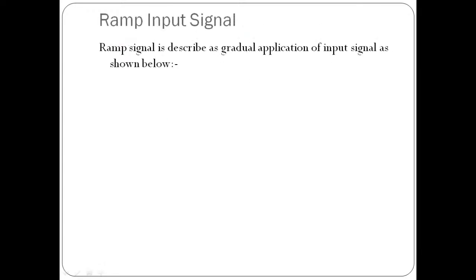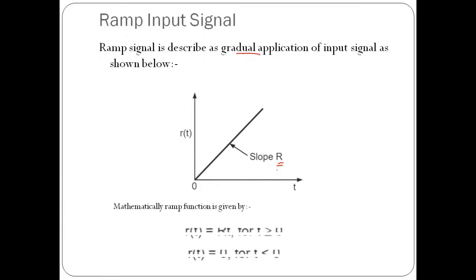In the same way, we have ramp input signal. For ramp input signal, we need to increase the input gradually and linearly. That is important. The variation of input with respect to time is like this, and the slope is going to be r. Mathematically, we can define ramp input signal like this. R of t is going to be capital R into t for t greater than or equals to 0, and this is going to be 0 for t less than 0. All these things you have learned in your applied mathematics. The thing is that we are just making a revision of that.